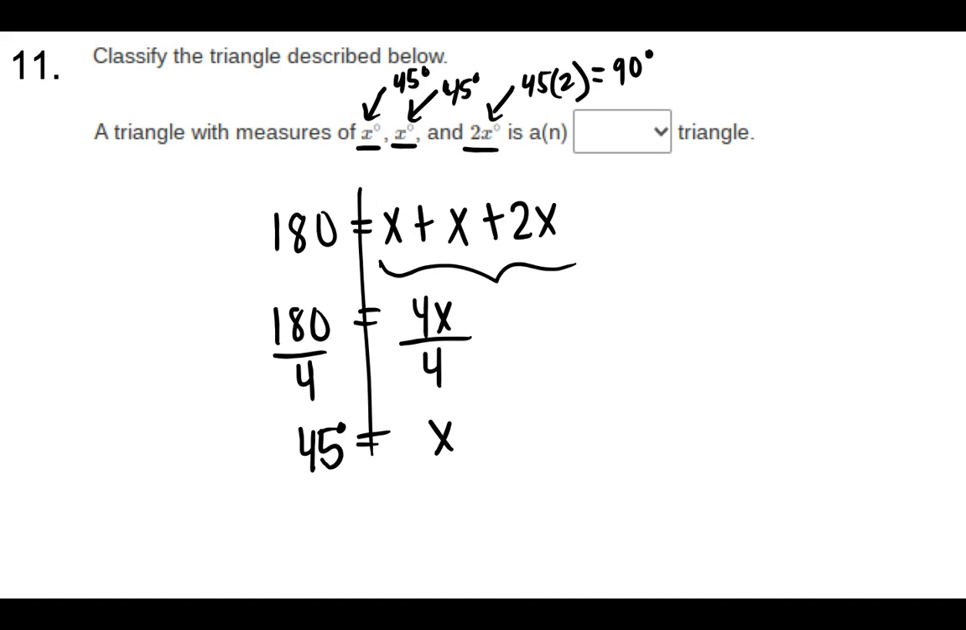And notice 90 degrees always means that it's going to be a right triangle. Okay, so since there's that 90-degree angle, it's going to be a right triangle. So that should be your answer.